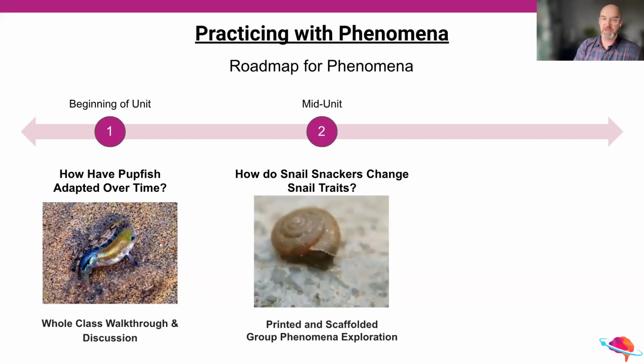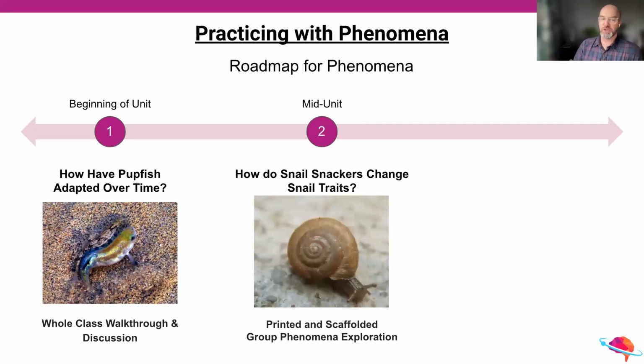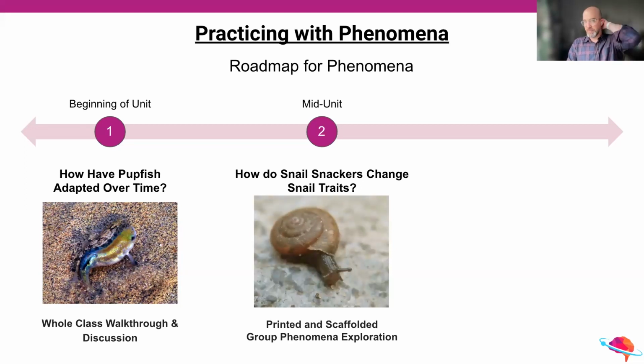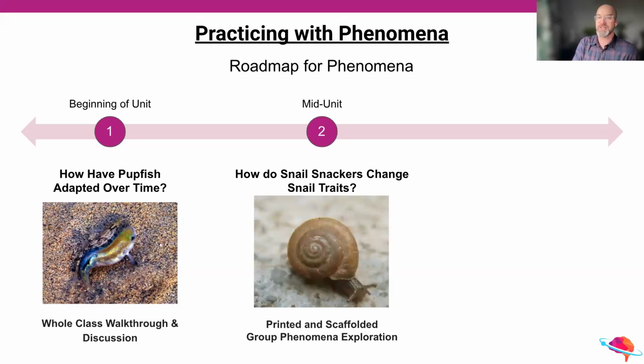And then maybe in the middle of the unit, we can have a printed and scaffolded group phenomenon exploration. So we can print out a phenomenon and some questions and ask students to explore them together. And so here, maybe we're looking at snail kites and limpkins and how they add different environmental pressures on snails in Costa Rica. And we actually have data sets from research studies that show these relationships. It's really, really interesting. And so students look at how these different pressures are applied to organisms to change what the successful traits look like.